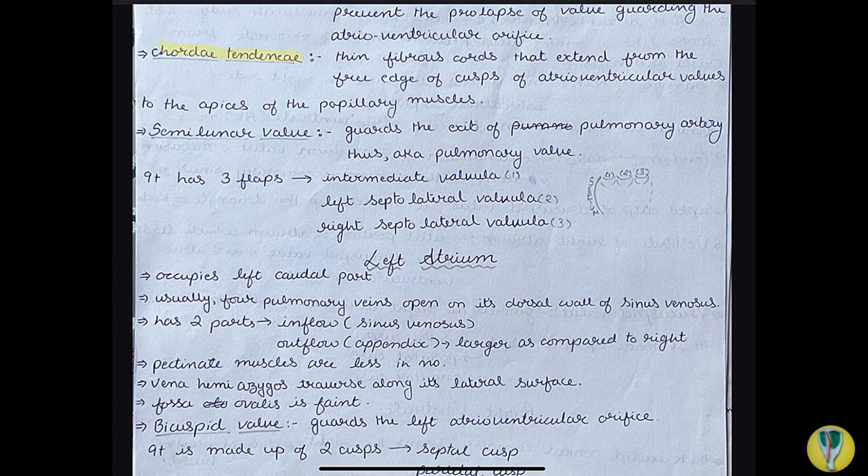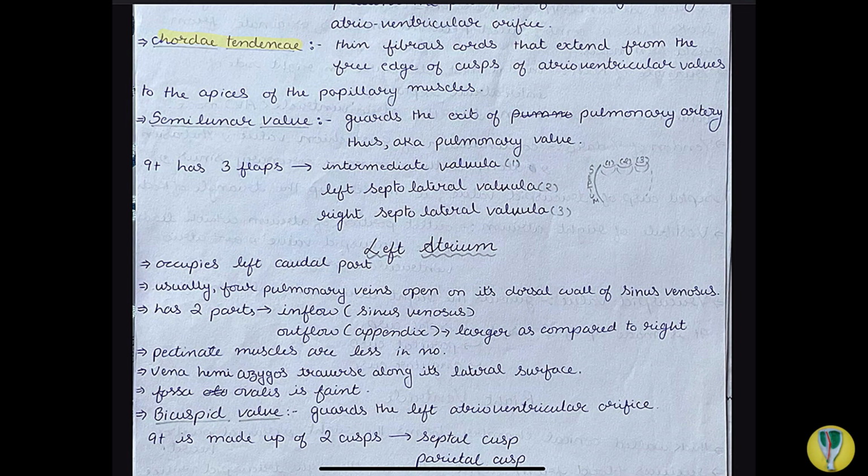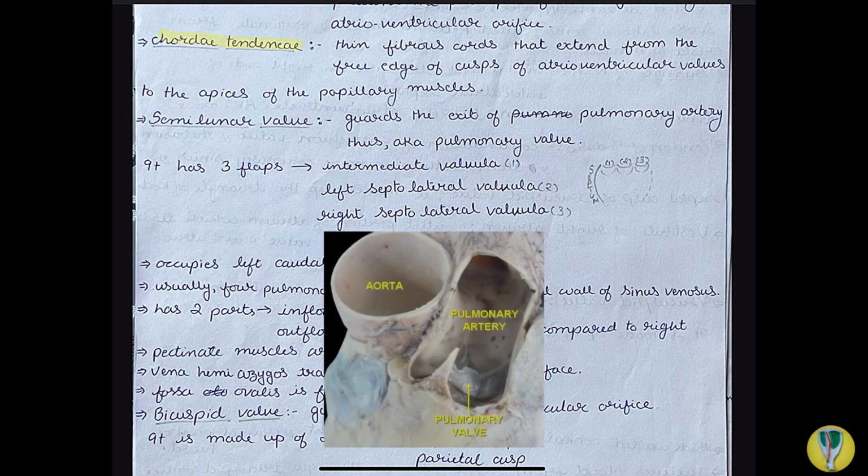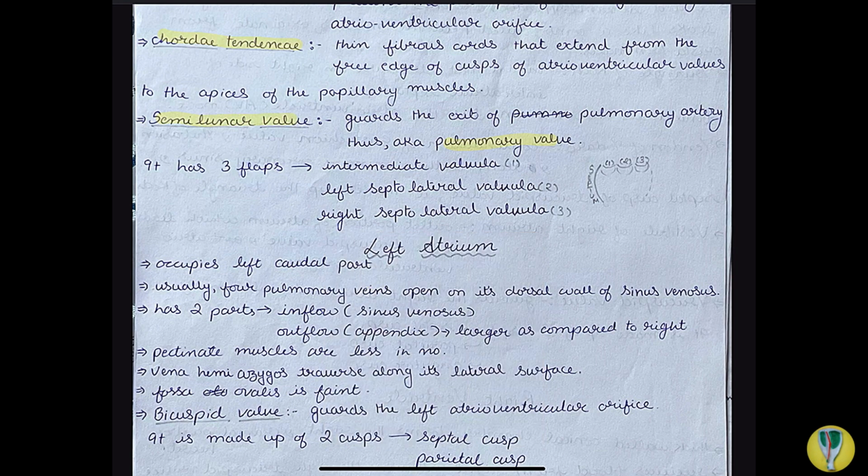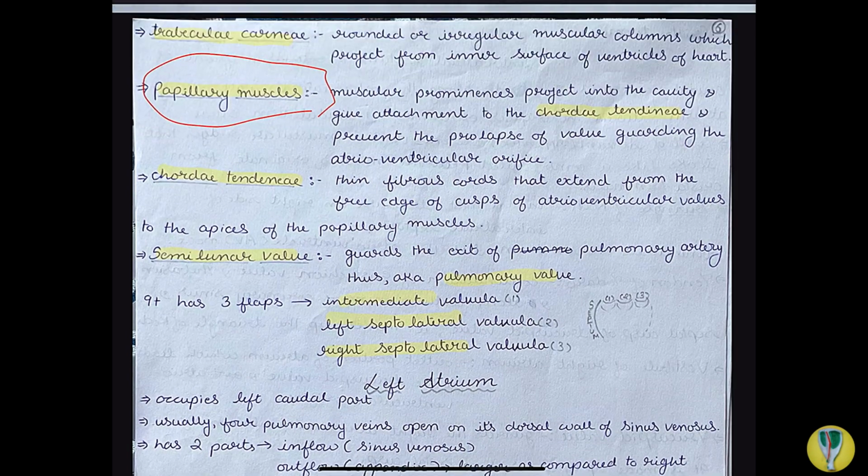The valve of the right ventricle is called the semilunar valve. It is also called the pulmonary valve. Okay, so it will guard the entry to the pulmonary artery. It is made up of three flaps: intermediate, left septolateral, right septolateral. Names are not very important at UG level. So this is it for the right ventricle.